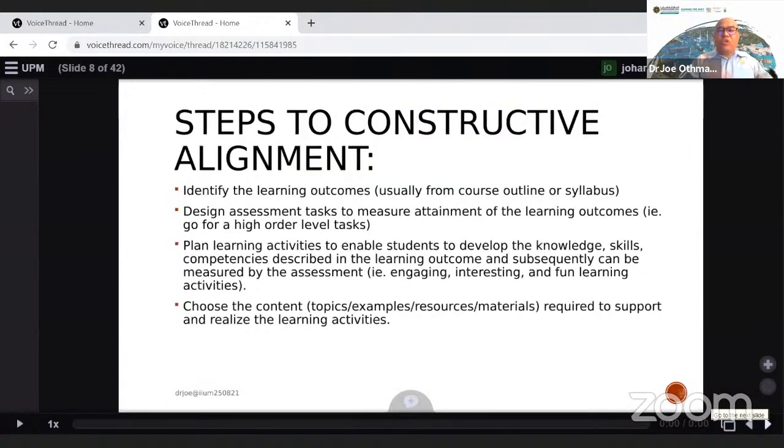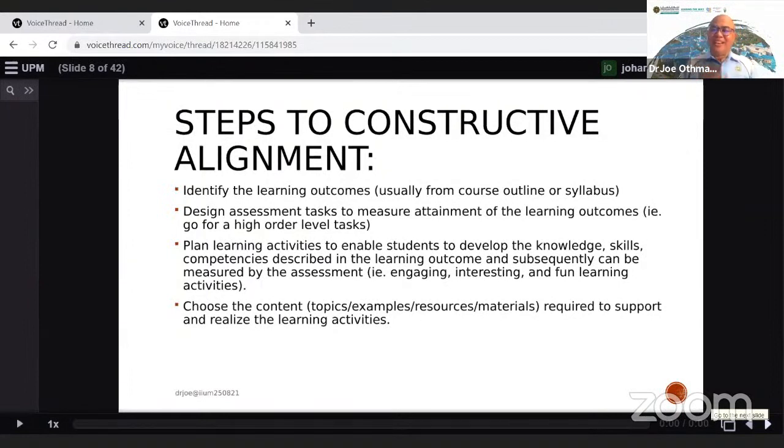So these are the steps to constructive alignment. First, you identify your learning outcome. After you have identified your learning outcome, Dr. Sarah, sorry. Talking about learning outcome, for those of you who understand learning outcome, there is this action verb.